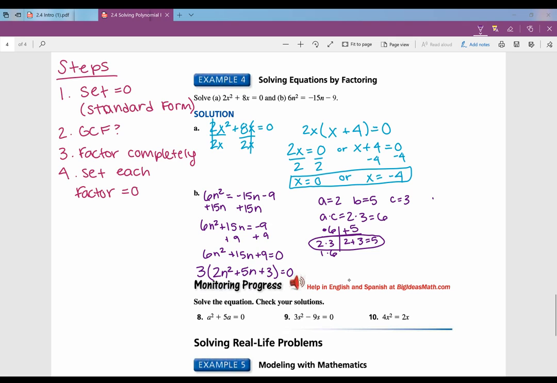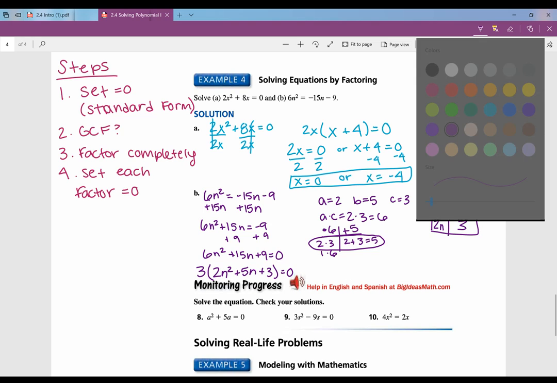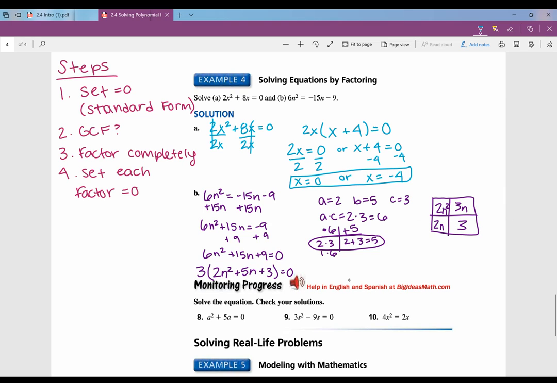So when we make our box, remember, first term in the first box, 2n squared. Last term in the last box, 3. Then we're going to split up 5n to be 2n and 3n. Okay, if we look for our greatest common factor between 2n squared and 2n, well, they both have a 2 and an n in common, right? You can multiply that into both of them. And if that side's 2n, this side is going to need to be n so that we get 2n squared.